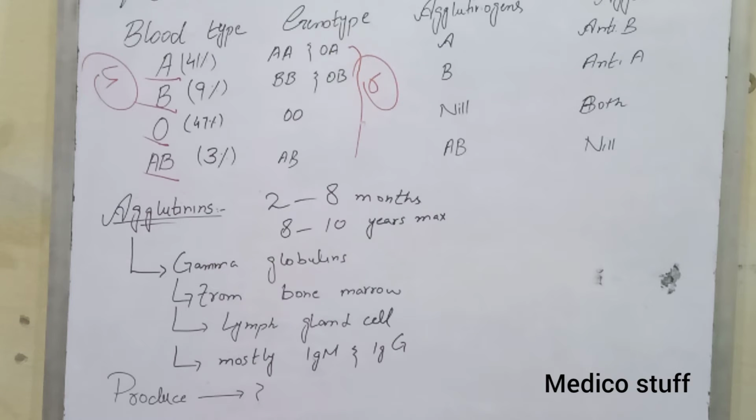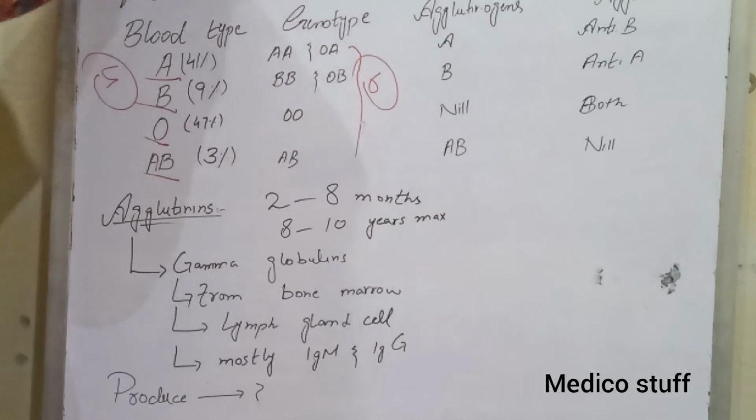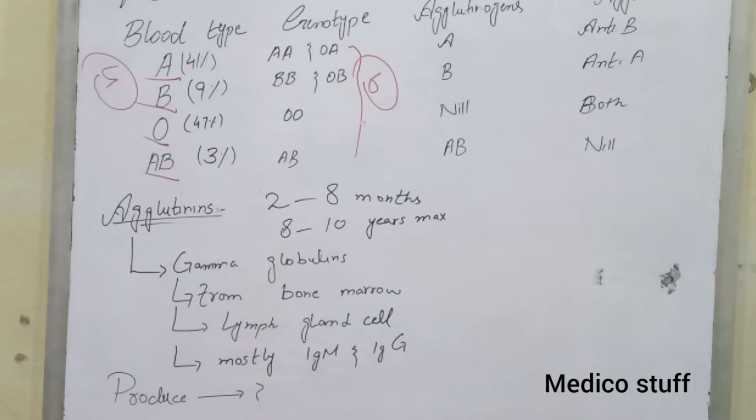Now if there is O blood group, means no antigen is present over the surface of RBC, then there will be no antigen, like this. RBC will be naked, there will be only H substance over it. Okay. So these are the blood types. Now blood type is determined by our parents. What is the type of your mother's blood and what is the type of your father's?